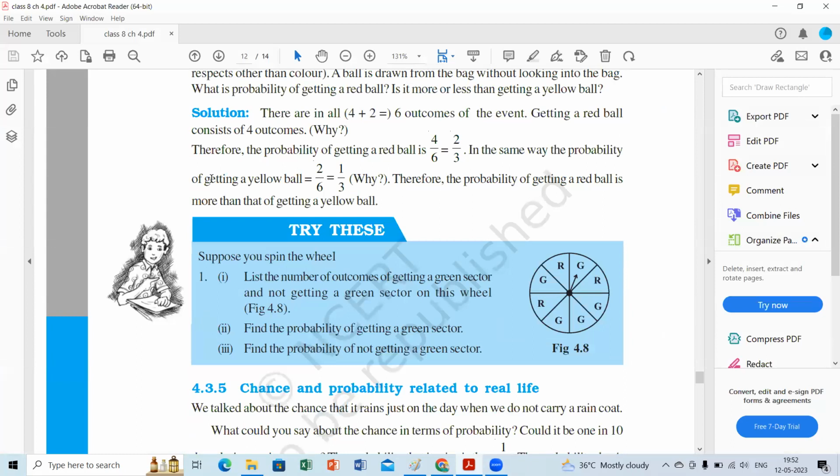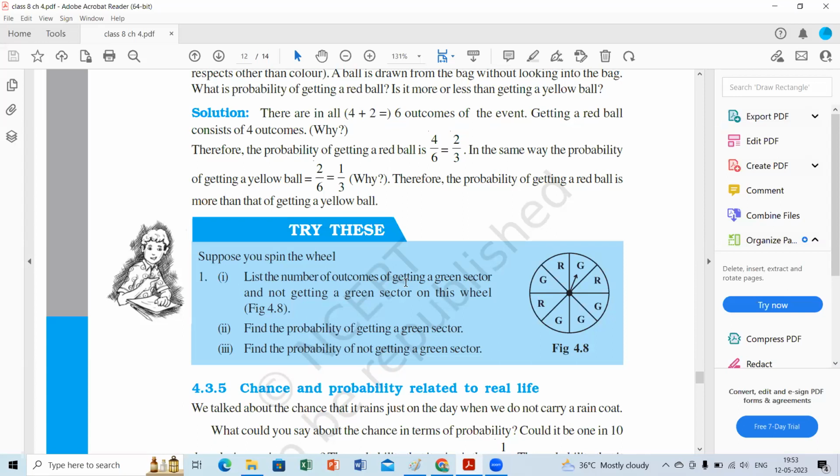Once again the wheel question is occurring. You can see, there is another question. Same thing. Suppose we spin the wheel, list the number of outcomes of getting a green sector. How many possible greens are there, children? 5. Total 5 sectors. How many total sectors?